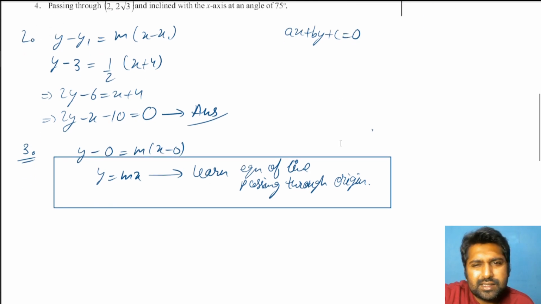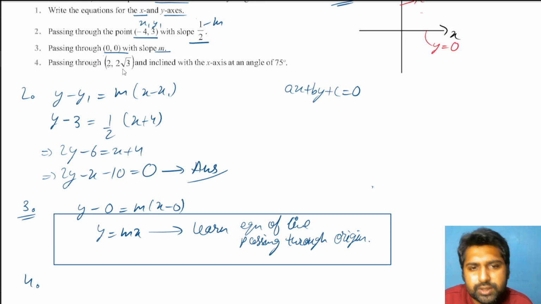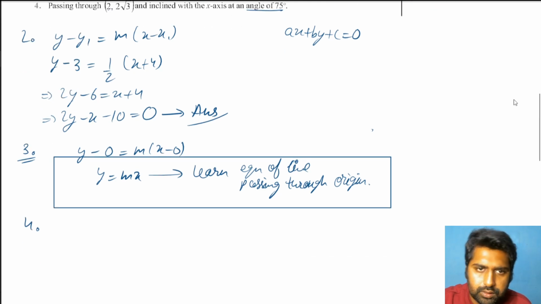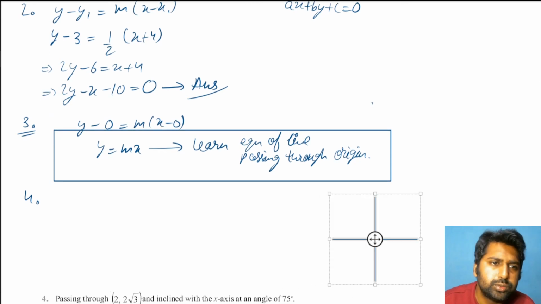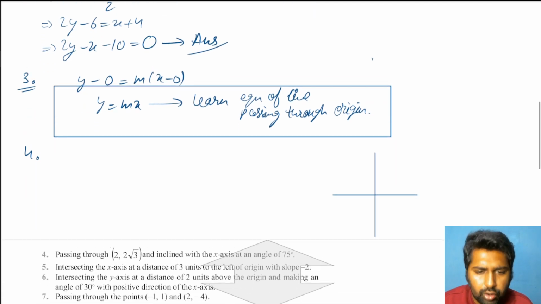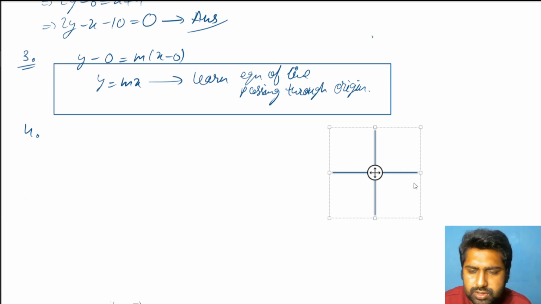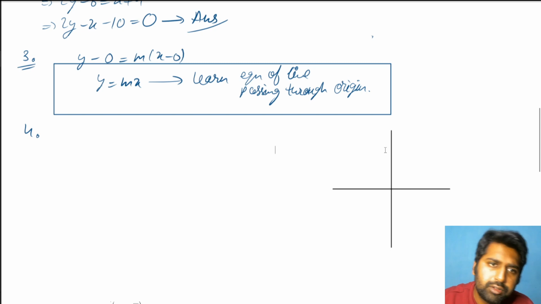Next, the values are slightly abrupt. Passing through a very typical value 2, 2 root 3, let it be. Inclined with the x-axis at an angle of 75 degrees. So let's first of all analyze. See, for this particular chapter, I will recommend that every time there is a question, you draw the xy axes and try to understand the situation with the help of a diagram. A few questions, specifically in objective, are tricky, but they can be easily done with the help of a diagram.